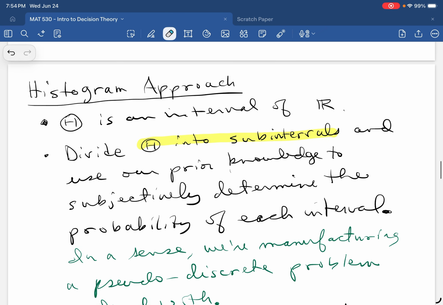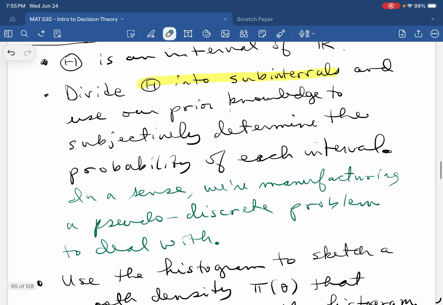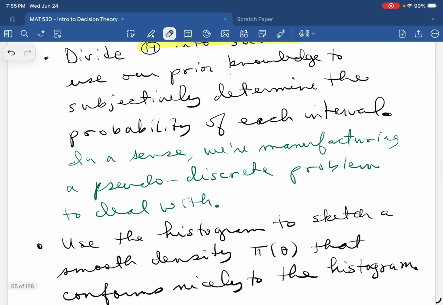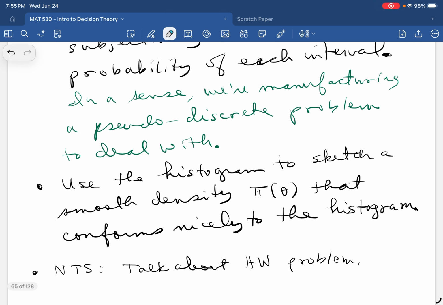The histogram approach is one where we could deal with the continuous case. So let's suppose that the parameter space is an interval of the real numbers, and we're going to divide it into subintervals. And then for each subinterval, we could use our prior knowledge and then subjectively determine the probability of each interval. And so, in a sense, we're manufacturing a pseudo-discrete problem. Now that makes sense. And then we can use the histogram to sketch a smooth density that conforms nicely to the histogram.